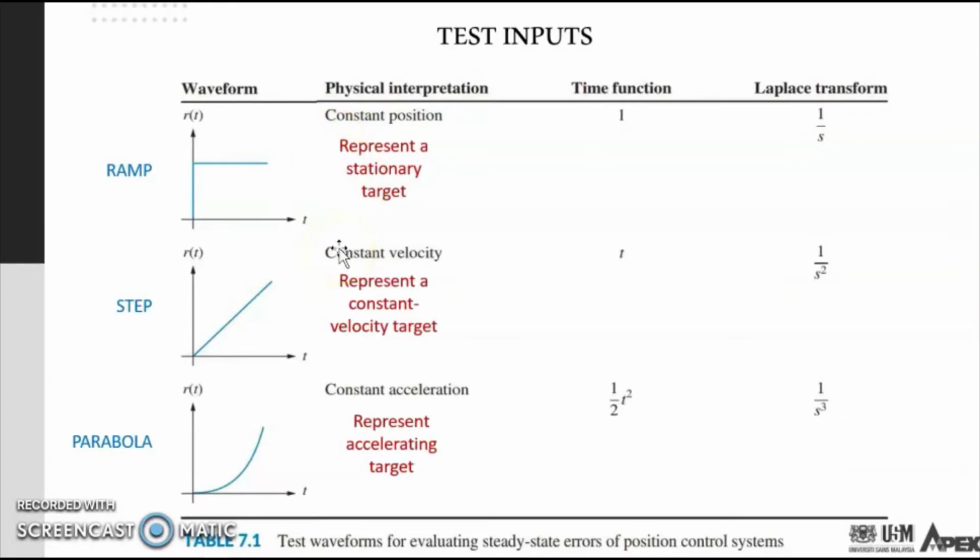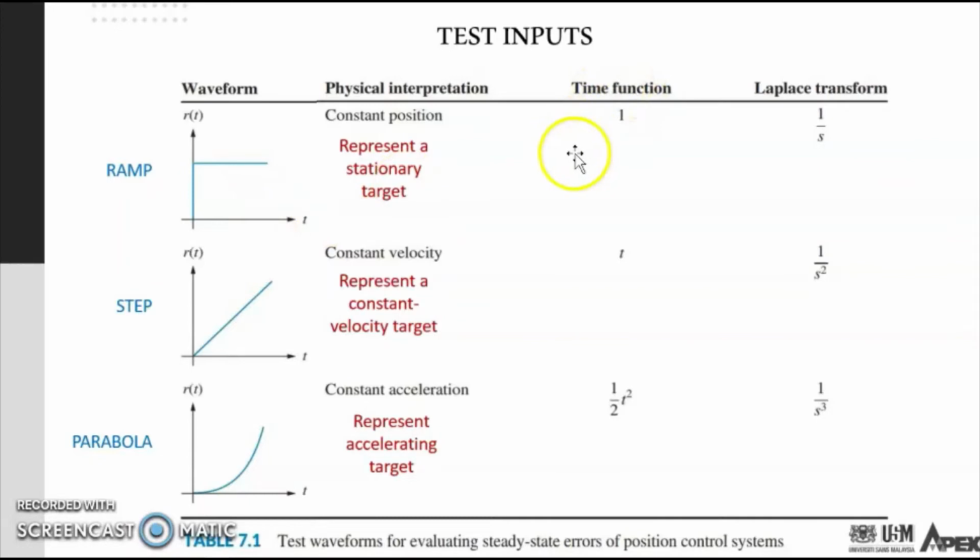And then the ramp input basically describes a constant velocity. So the target is moving, but at a constant velocity. So it represents a constant velocity target. And then the last one is a constant acceleration, where the target represents an accelerating target. So it accelerates at a constant acceleration. Basically, these three describe a certain target.